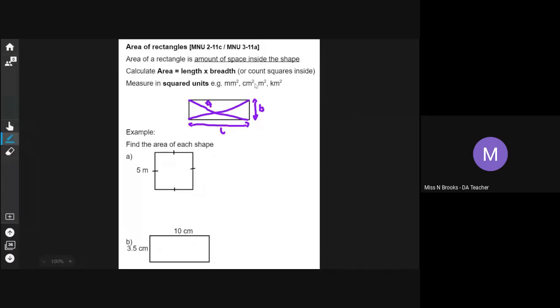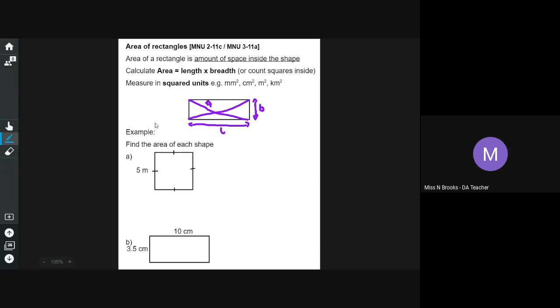Centimeters squared because we're multiplying centimeters by centimeters, or meters squared because we're multiplying meters by meters, or even kilometers squared, kilometers by kilometers. Just like when we were adding up our units of length, you have to make sure that your dimensions are in the same unit. So if you have one dimension that's in millimeters and one that's in centimeters, before you can multiply, you're going to need to make sure that they're either both millimeters or both centimeters.